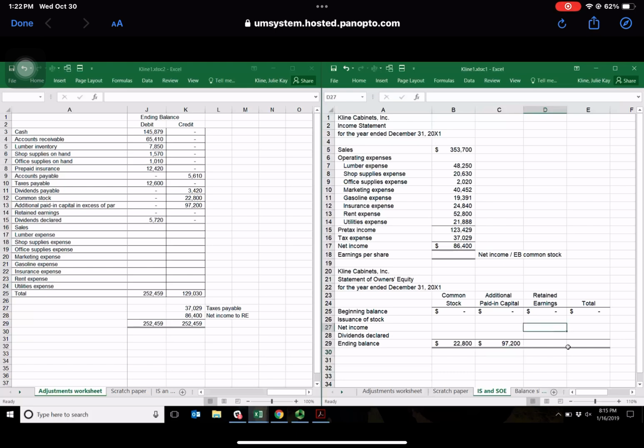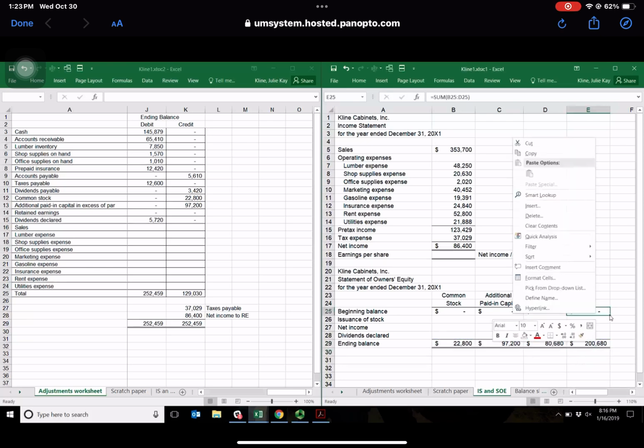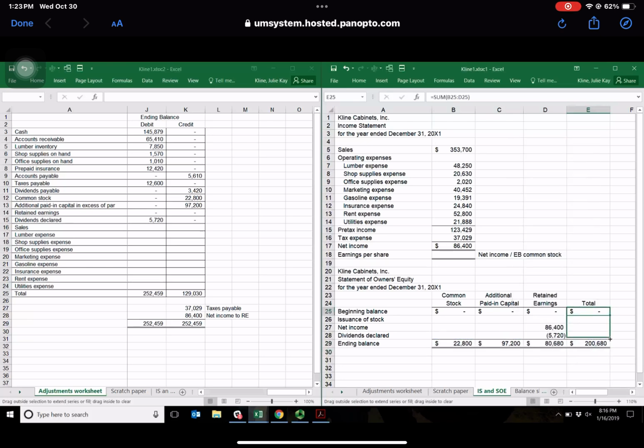Retained earnings, we don't know our number yet. Retained earnings is a function of net income. I'm going to pull down my net income and dividends declared. Dividends declared reduces retained earnings. We're going to pay those to our shareholders. And so the total is going to be the beginning balance plus net income less dividends declared. All right, and then a total over here will be a sum of all of these. And I'll drag down the sum as well.